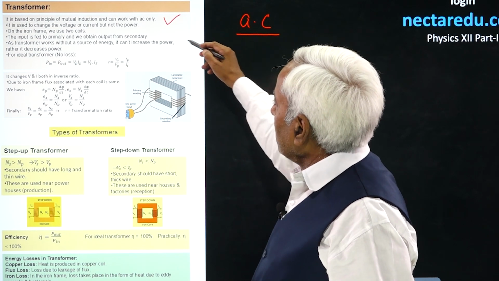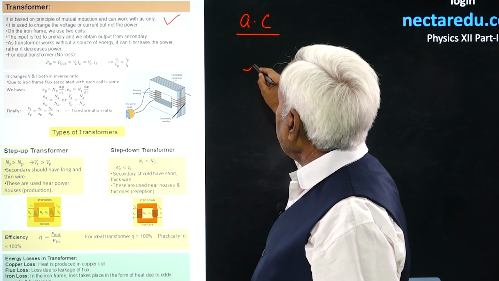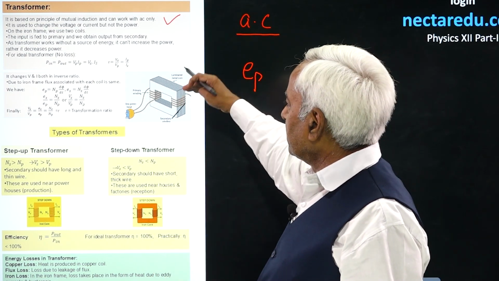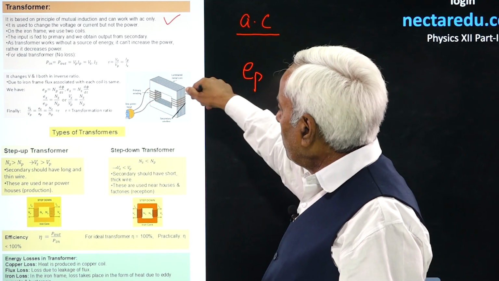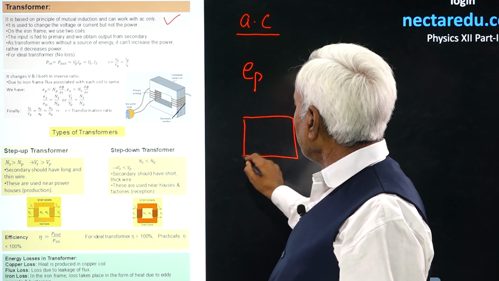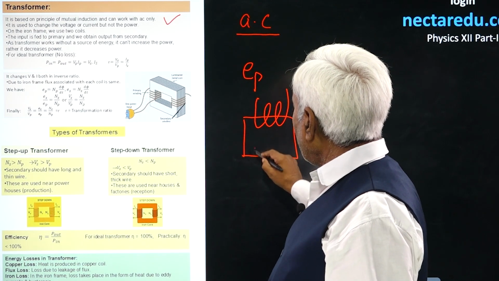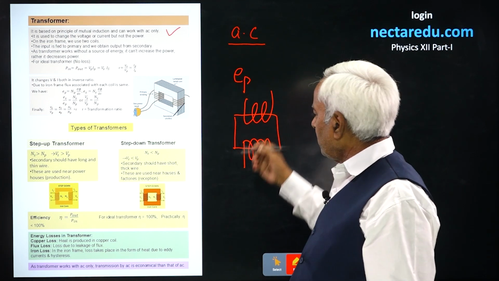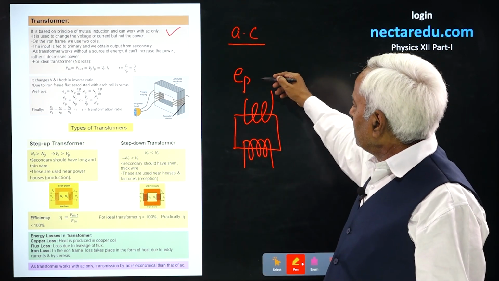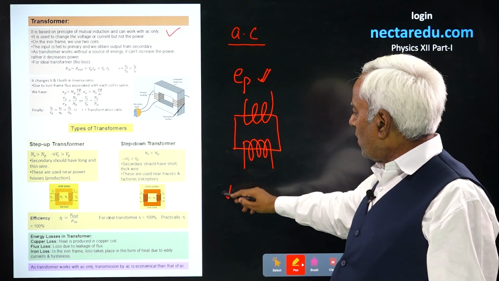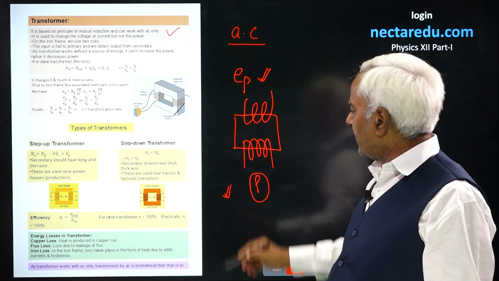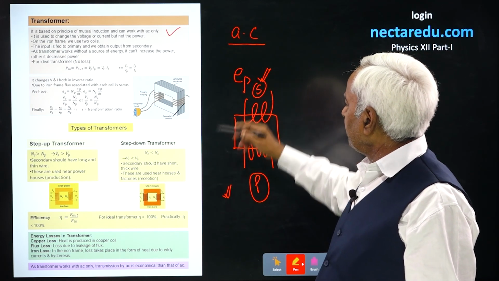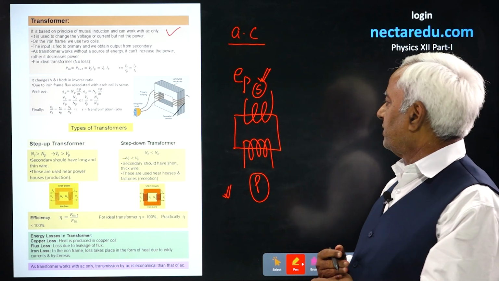It works on the principle of mutual induction. It means you apply the AC to the primary coil and you obtain the output from the secondary coil. On one iron frame, like a rectangular frame, you are going to have two coils. One is primary, used for sending the initial current, and the other known as secondary, for obtaining the output current.